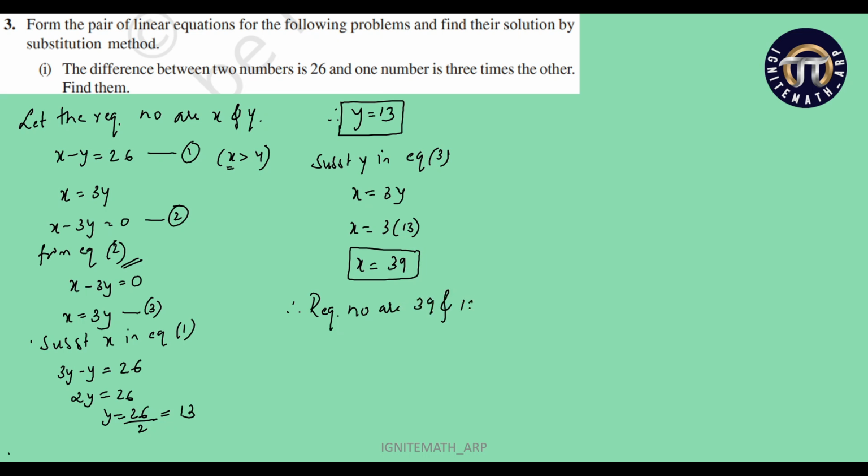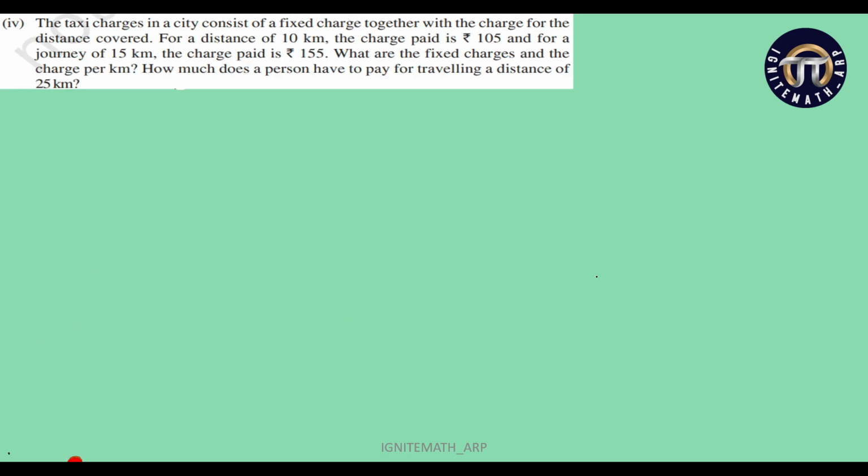39 and 13. See, the difference between them is 26. Clear? Because if you do 39 minus 13, you'll get 26, and 39 is 3 times 13. Both the equations hold good. This is your verification, which is not a part of the solution. Clear, children? Okay. Yes. Now see the next question.